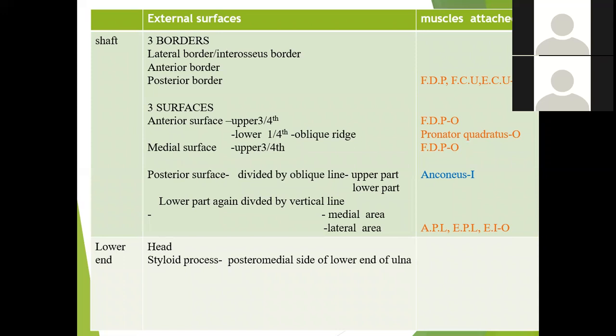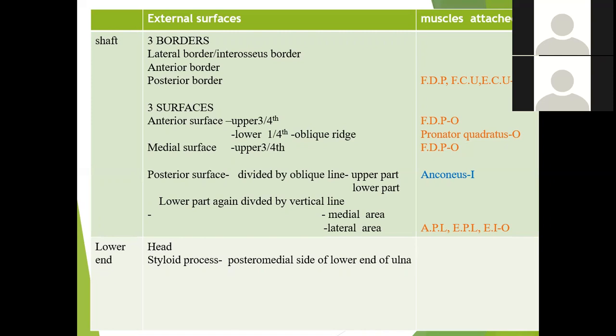Now coming to the lower 1/4. The lower 1/4 has an oblique ridge. This ridge gives origin for a muscle called pronator quadratus. Already we have seen that on the radius, the anterior surface, lower part, gave insertion for pronator quadratus. Pronator quadratus, as the name says, is a quadrangular muscle, a quadrangular shaped muscle. It originates from the ulna and is inserted in the radius. So the oblique ridge gives origin for pronator quadratus. So on the anterior surface, we can see two muscles.